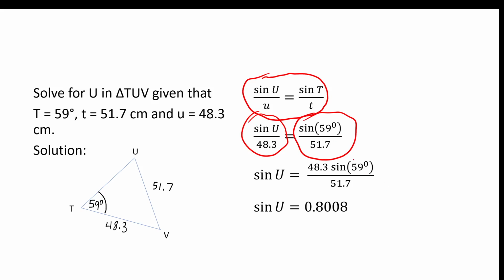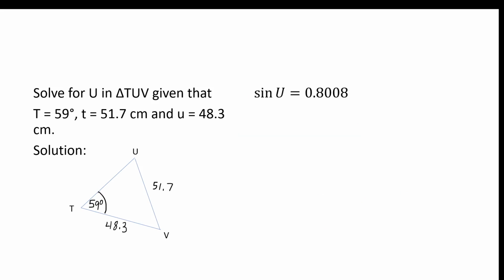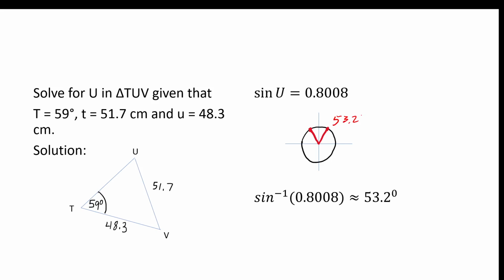Multiplying both sides by 48.3, we see the sine of u equals 48.3 times the sine of 59 degrees over 51.7. And so sine of u equals approximately 0.8008. And when we determine the sine inverse of that using a calculator, we get 53.2 degrees.